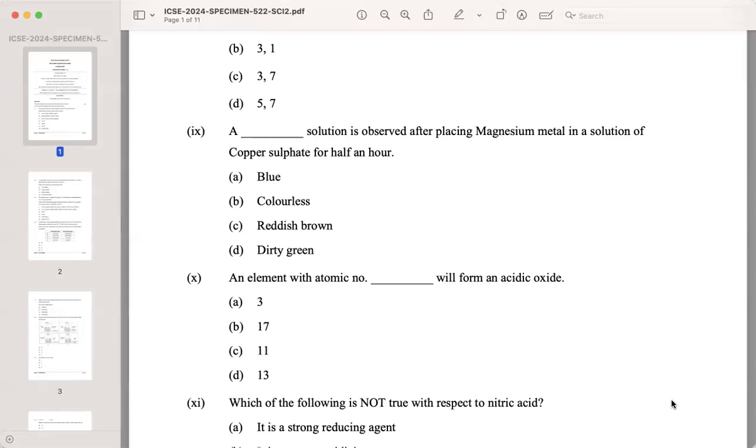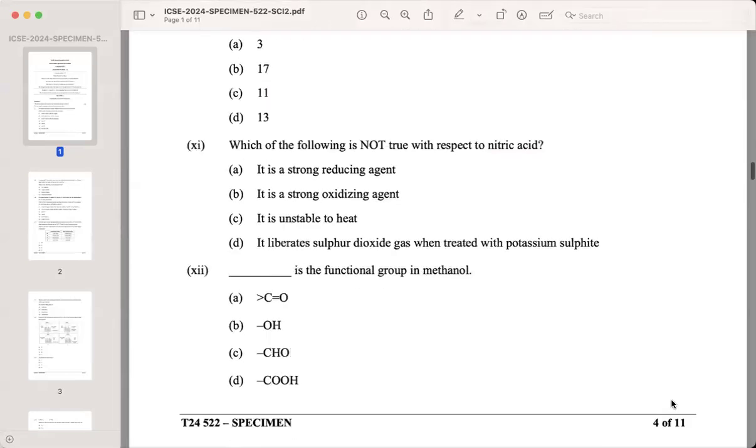Then comes the next part. A dash solution is observed after placing magnesium metal in a solution of copper sulfate for half an hour. The answer will be option B, that is colorless. Then comes the 11th part. Which of the following is not true with respect to nitric acid? It will be your A part, that it is a strong reducing agent. Why? Because nitric acid is a strong oxidizing agent. So here they have highlighted the word not. So the answer will be A, it is a strong reducing agent.